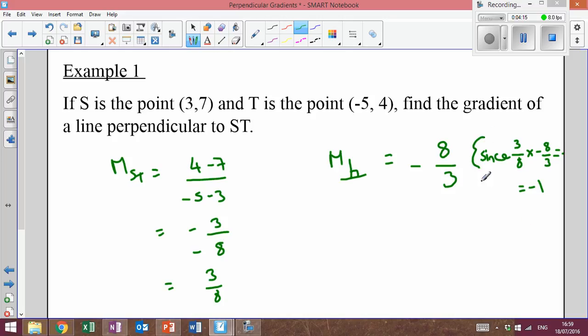Now, that's what you should be using as your explanation anytime you do this. Take your two values and then show that they multiply to give negative 1. That's your work, that's all you have to do. Find your gradient, flip it, change the sign, put in a little explanation.